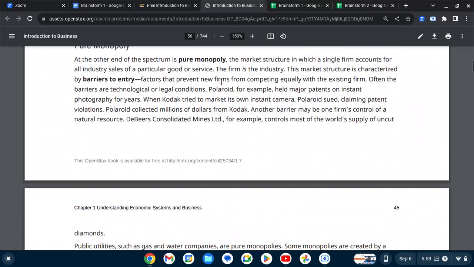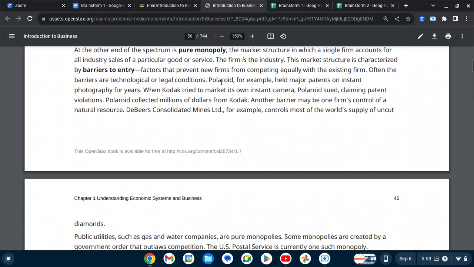At the other end of the spectrum is a pure monopoly, the market structure in which a single firm accounts for all industry sales of a particular good or service. The firm is the industry. The market structure is characterized by barriers to entry, factors that prevent new firms from competing equally with the existing firm. Often the barriers are technological or legal conditions.